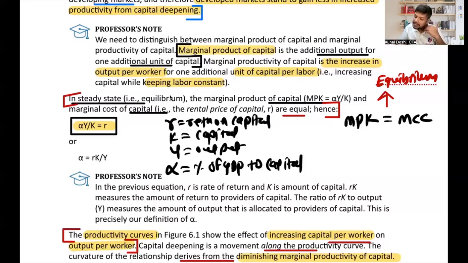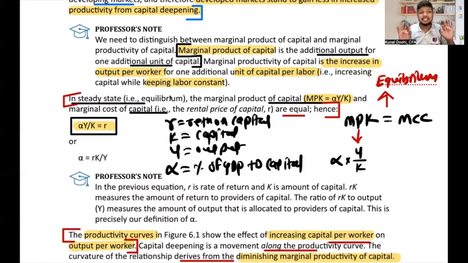Again, you don't have to memorize, but this MPK is a component of three things. First of all, MPK is the benefit, right? By adding 1 unit of capital per labor, what is the increase in output due to the capital times the share of capital in the economy? That is alpha. So it is alpha into output per capita. That is the benefit.